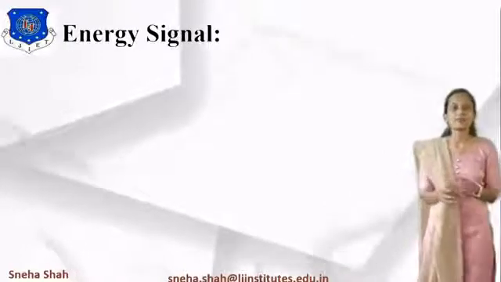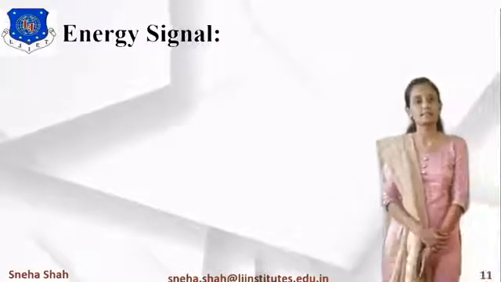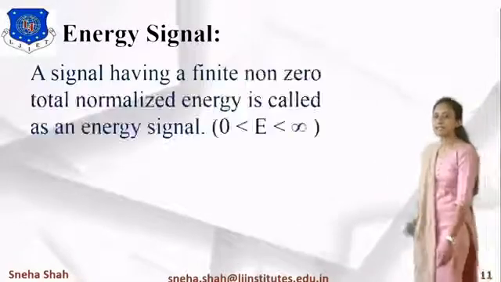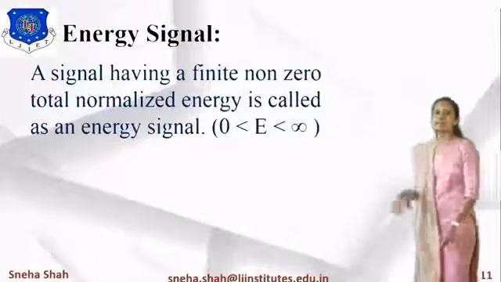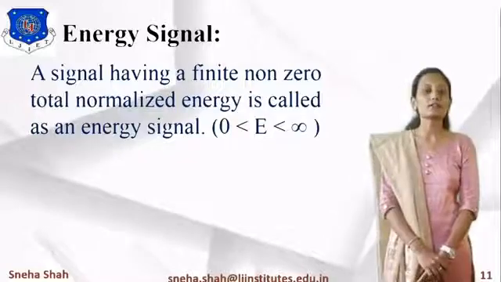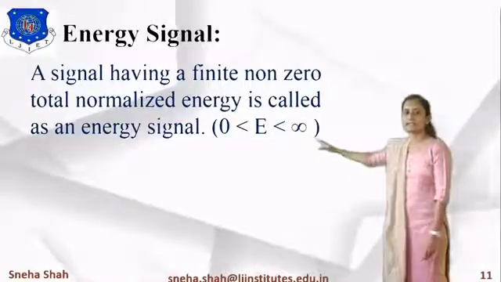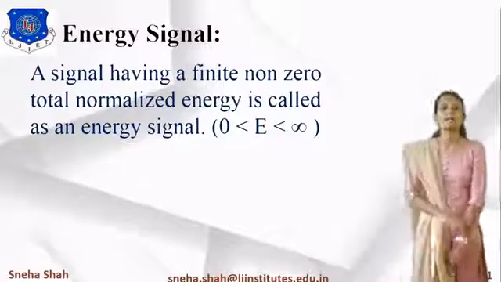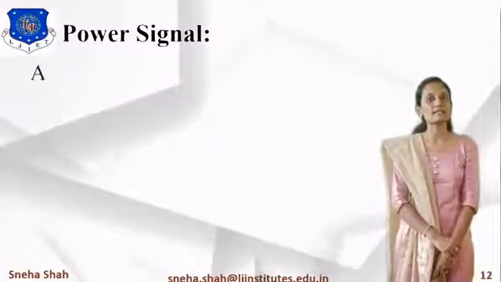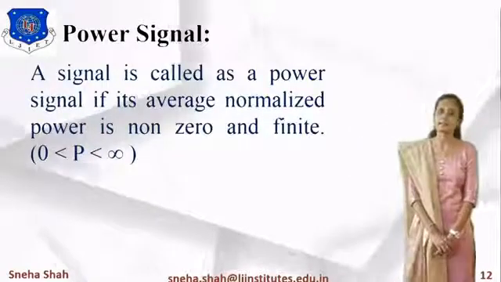And if the power of the signal is between 0 and infinity, then it is known as power signal. So energy signal can be defined like this: a signal having finite non-zero total normalized energy is known as energy signal, and the energy of the signal will be between 0 and infinity. Similarly, for the power signal, power will be between 0 and infinity, then it is known as power signal.